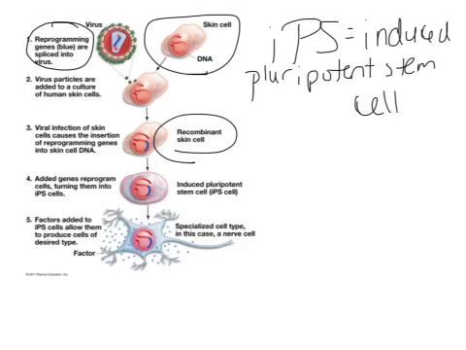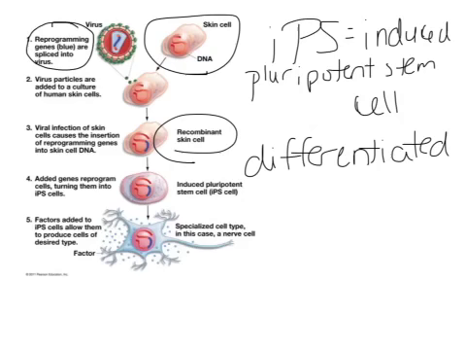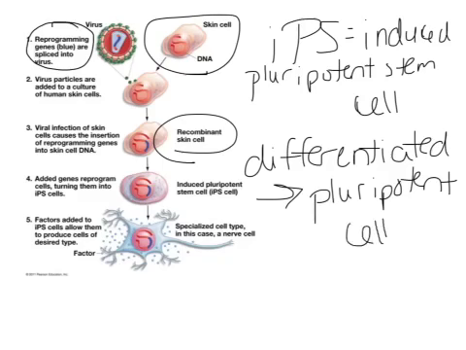And what these genes are reprogrammed to do is to turn the cell into a pluripotent cell. So it takes an already differentiated cell. This cell has already decided it's going to be a skin cell, and it's going to actually go backwards and turn it into a pluripotent cell. That's the induced pluripotent part. They're inducing it back into this pluripotent stem cell.